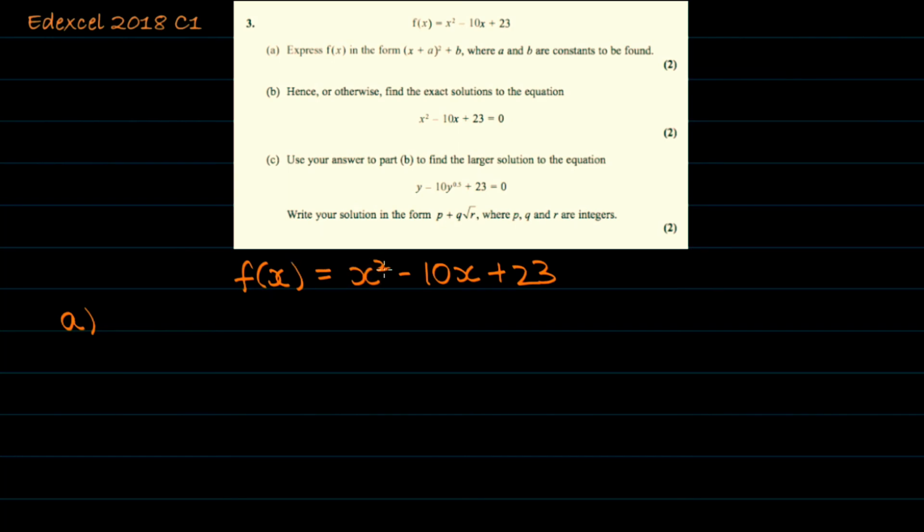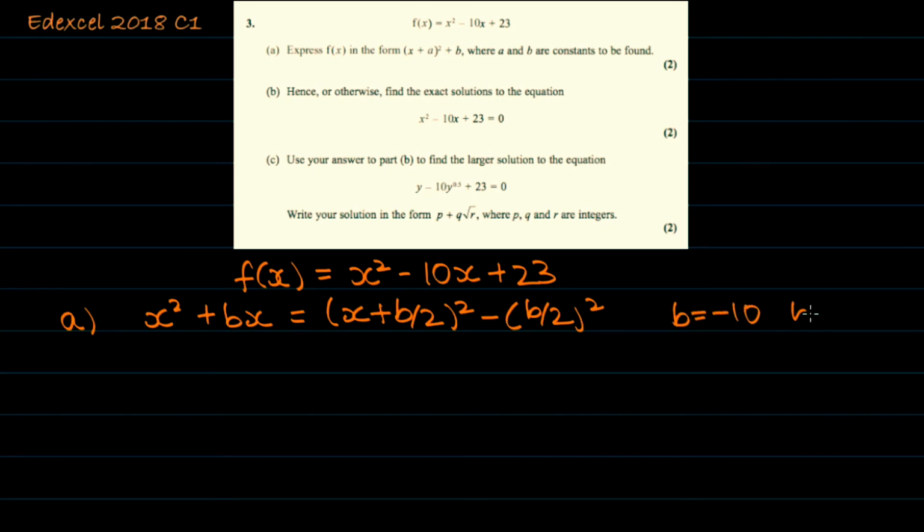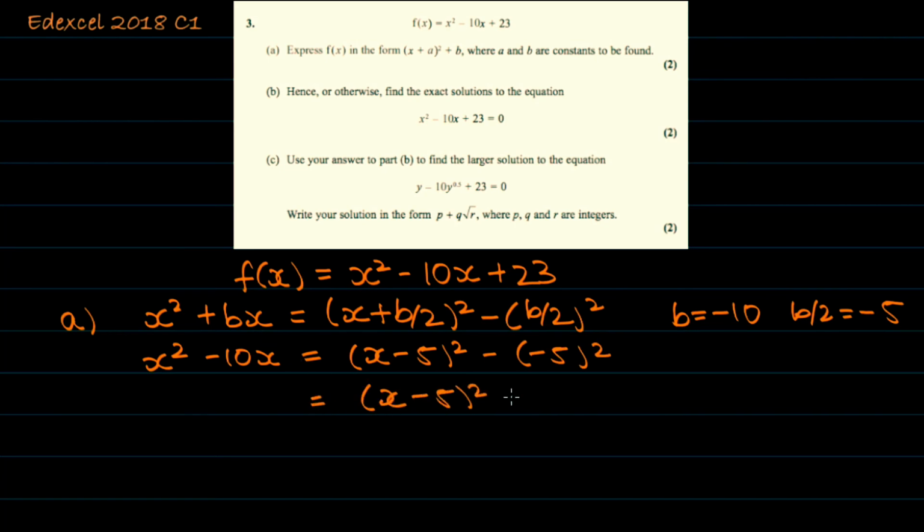Since we see that the coefficient of x squared is 1, we don't need to factorize anything out of the first two terms, so we can go straight in and use the trick that we saw earlier. x squared plus bx is equal to (x plus b over 2) squared minus (b over 2) squared. And comparing, we see that b has to be minus 10, and that b over 2 is therefore minus 5. So we can plug that into these values and we get x squared minus 10x equals (x minus 5) squared minus 5 squared, or (x minus 5) squared minus 25.